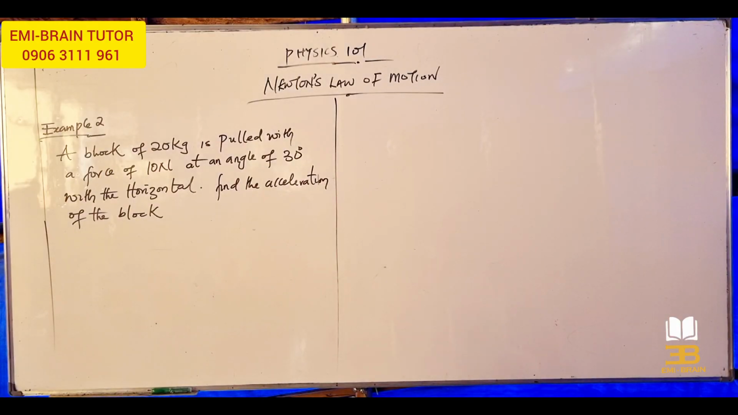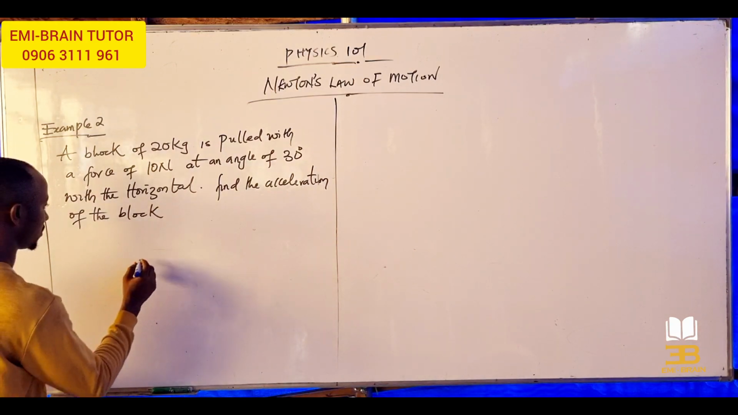Okay, next question. Example 2 says a block of 20 kilograms is pulled with a force of 10 Newton at an angle of 30 degrees with the horizontal. Find the acceleration of the block. Alright, so we have a block here. Solution.